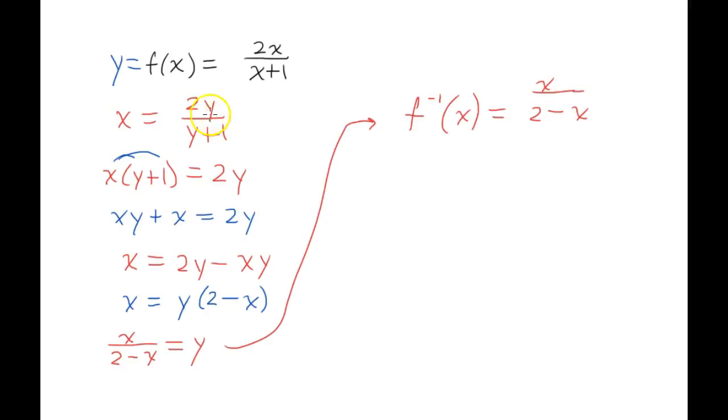And just as a recap, we started with y equals 2x over x plus 1. Then swap x and y, so we have x equals 2y over y plus 1, and then solve for y. And we had y on the right-hand side. It doesn't matter whether it's on the right or the left in the end, as long as it's by itself. And then that is the inverse, x over 2 minus x.